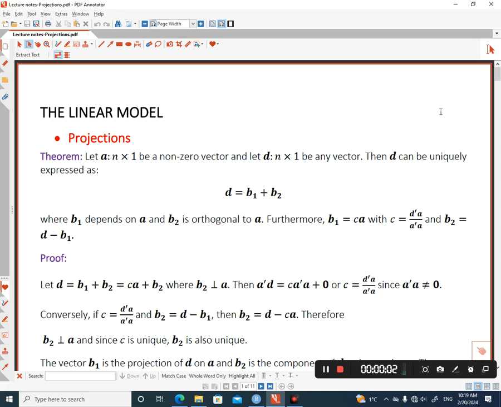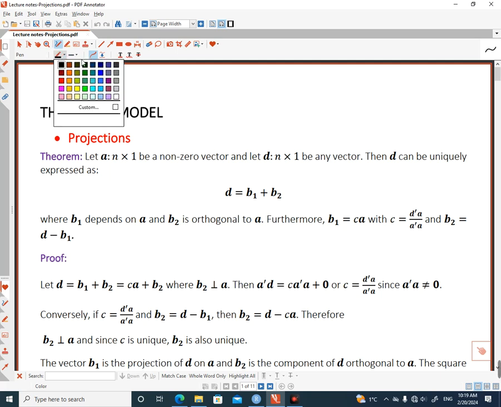Hello, I'm Mohammed Arashi, and in this session of linear model, I'm going to explain projection matrices. Before we go to projections, it is better to discuss why it is needed in linear modeling.